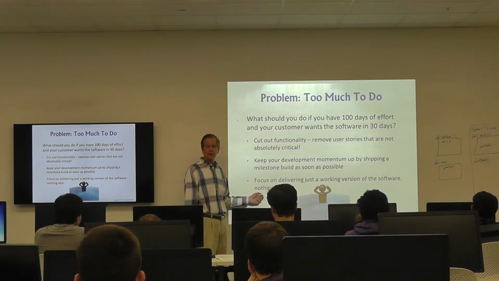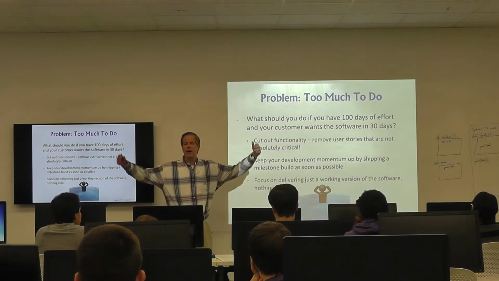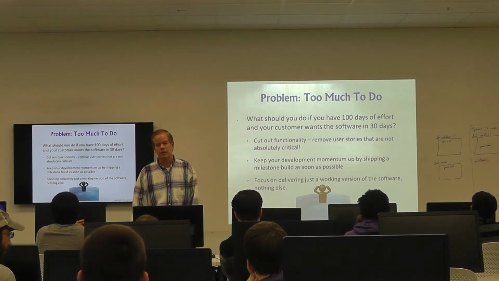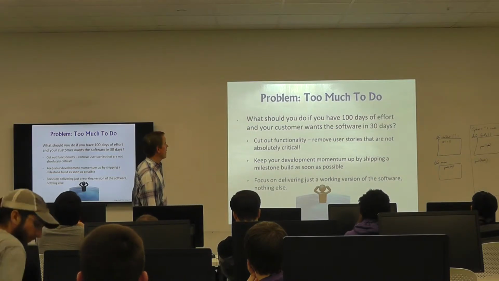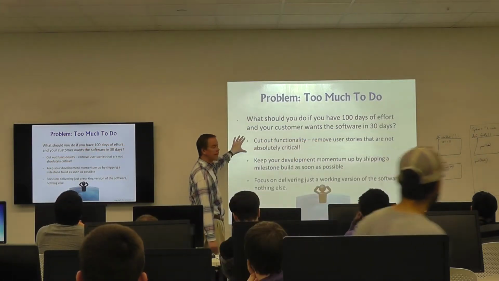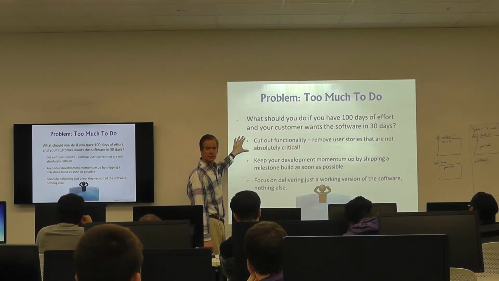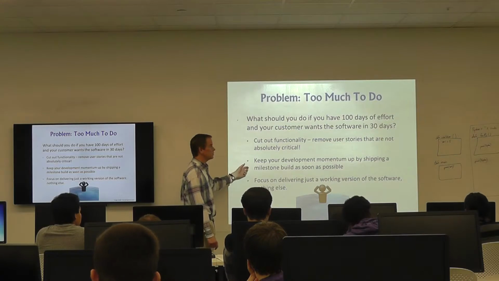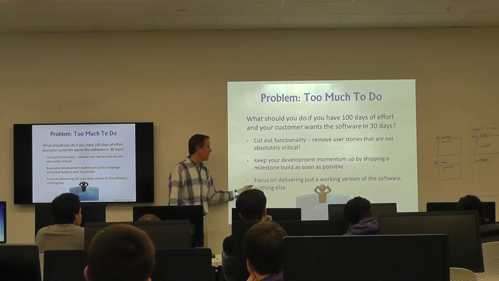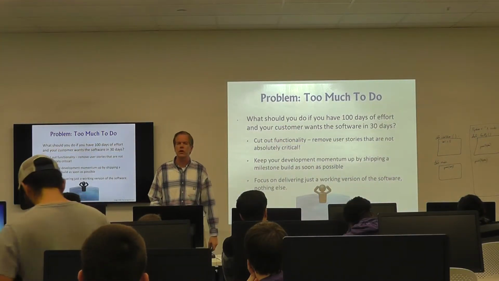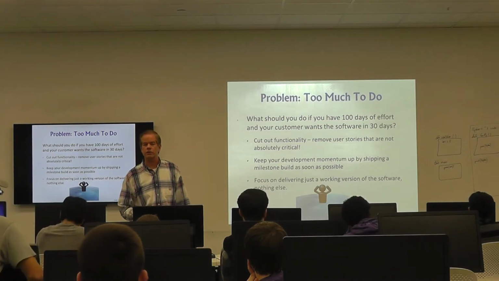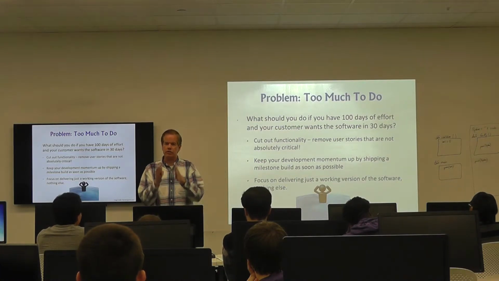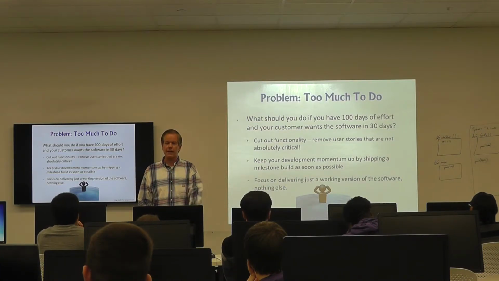Problem: too much to do. Oh my goodness gracious, we run into this one all the time, don't we? I've got 100 days' worth of software development, and my customer would like to have it in 50 days. One thing you can do, of course, is cut out functionality. If I have less to do, I'll be able to do it quicker, right? You can keep your development momentum up by shipping milestone builds as soon as possible. Keep it going. And focus on delivering just a working version of the software, which means strip out all the bells and whistles, all the fancy, interesting cases that you can handle. Just narrow it down to something that works to get it in the customer's hands.